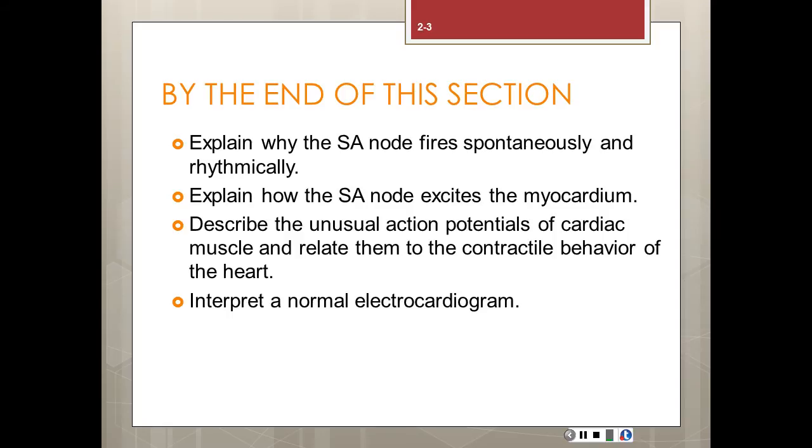Various structures we'll go over, the P wave, QRS, we'll get there, and you need to let me know. You need to know exactly what's happening at that point in time when you see a P wave on the EKG machine. What does that mean? So this is the very first video of 3 videos for this particular chapter on the heart.